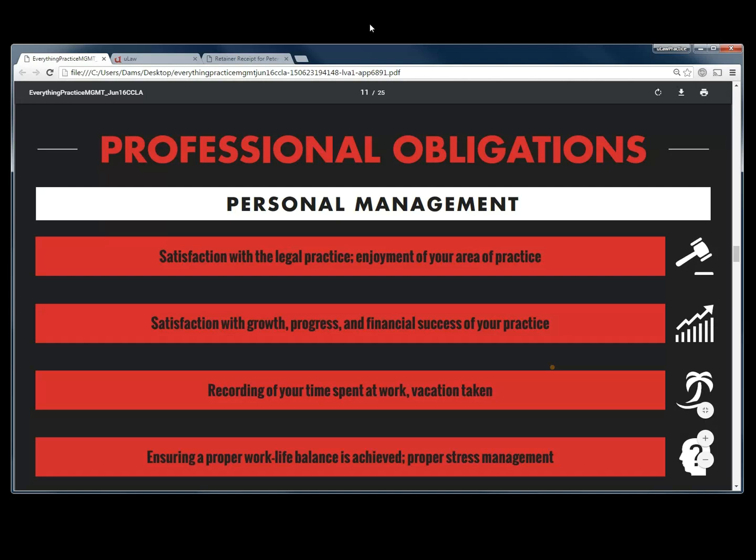Satisfaction with growth, progress, and financial success in your practice is very important. Record the time that you spend, and also take vacation. Take a break. Make sure that there's a proper balance between your lifestyle and the practice, and ensure that a proper work-life balance is achieved. And most important, which people tend to ignore, is proper stress management. Make sure that your stress levels are under control, because being a legal professional is a very strenuous job.